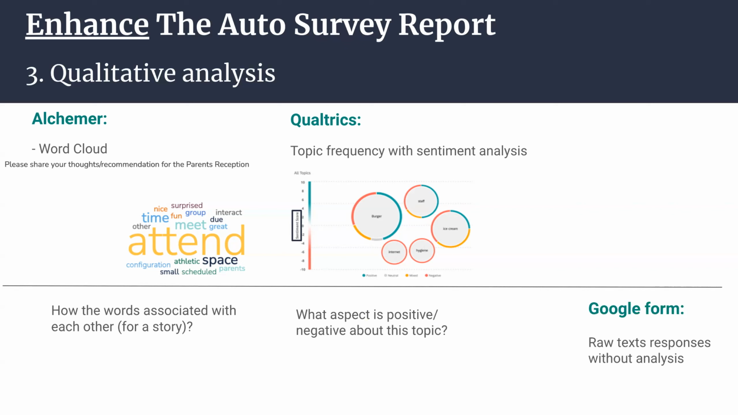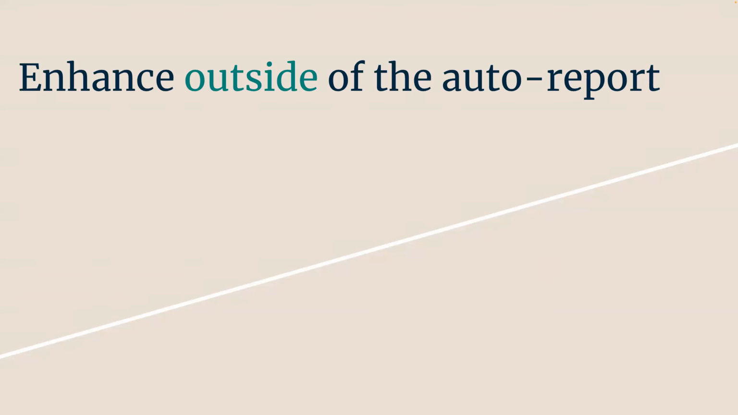So lastly, there's Google Form, which is free and does not come with any built-in qualitative analysis. It just hands you the raw text from what respondents typed in their survey responses. So let's wrap up and hit the key point here. We need to improve the qualitative analysis in the auto-generated survey report.